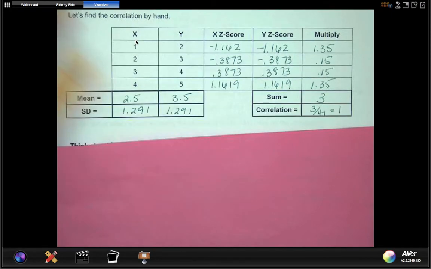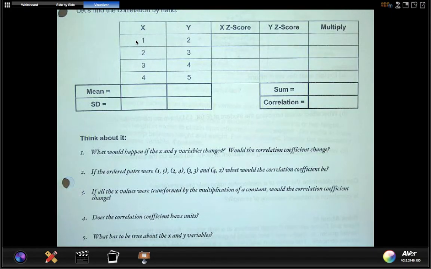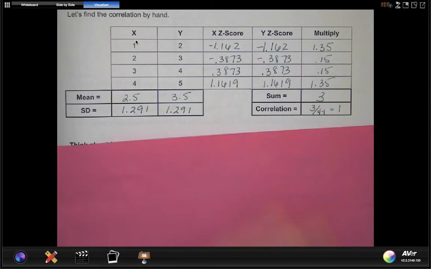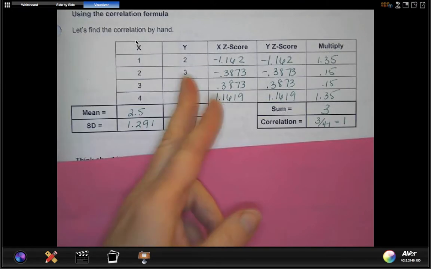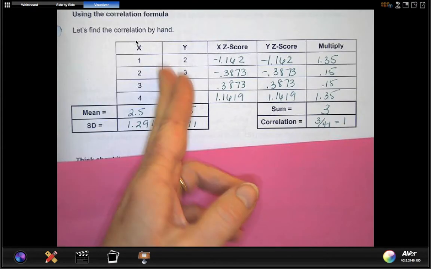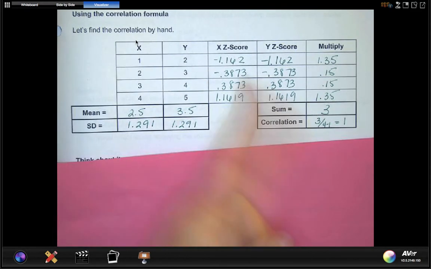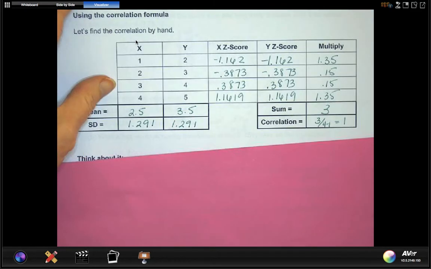All right, so then there are some questions down here. The first question is, what would happen if the x and y variables change? Would the correlation coefficient change? Remember, that's the r. So if I flip these variables, so if I had 2, 3, 4, 5 here and 1, 2, 3, 4 here, is my correlation going to change? It's not going to change.